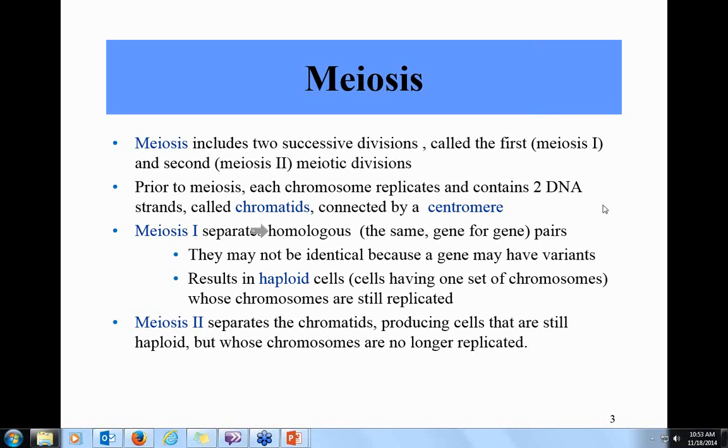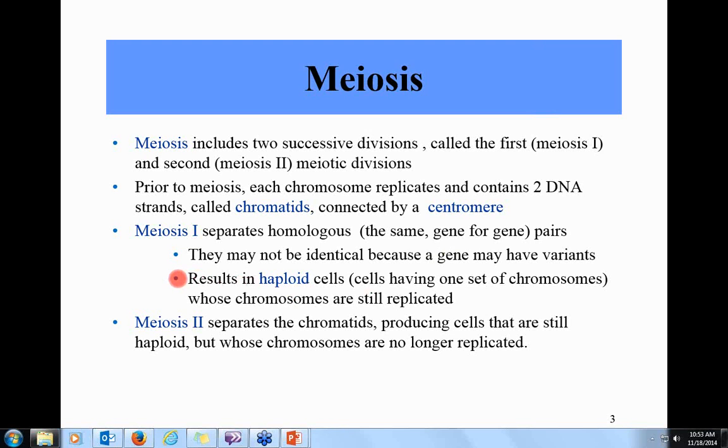Actually, let me erase my drawings and use a spotlight here. Homologous is referring to the same gene for gene. So, for example, chromosome set 1, chromosome set 2, chromosome set 3. They may have some gene variants. We're going to talk about that in the next slide. But it results in haploid cells.